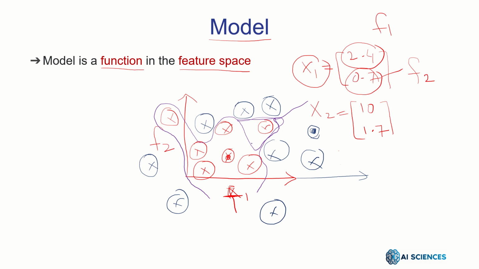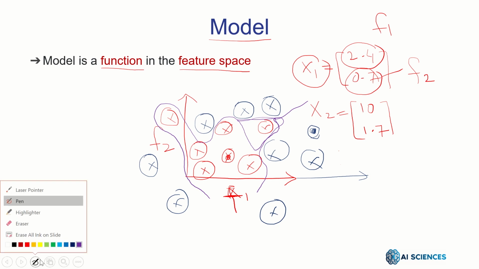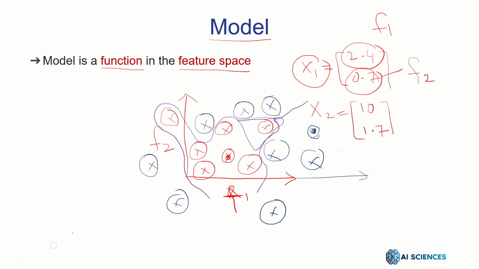Let me redraw it in a different color. So green. Let's say this green is my classification boundary, a function where all the points that are below or on one side of this boundary belong to class 1, and all the rest belong to class 2. But that at the end of the day is a function. It's a function that depends upon f1 and f2. It's a function in the feature space.